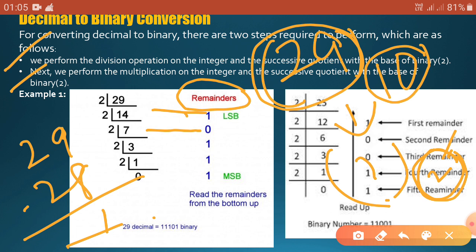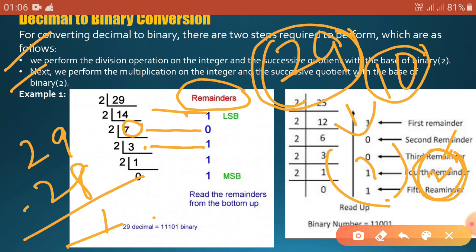Then we have 7. We cannot write 2 into 4, that will be 8. The number should not exceed the number here; we have to take the lesser number. So here it is 7, and we have to write 3 here. 3 into 2 is 6, so the remainder, or the remaining part, is 1.